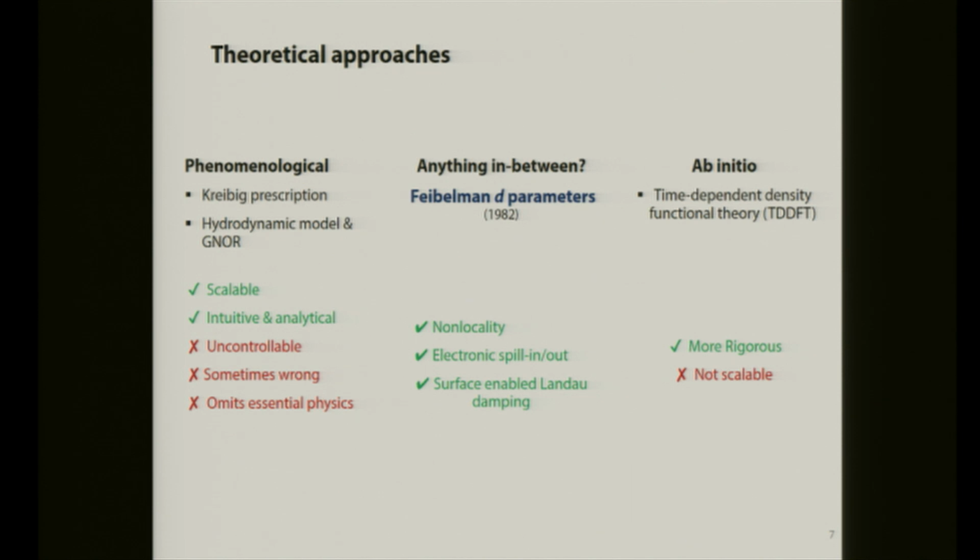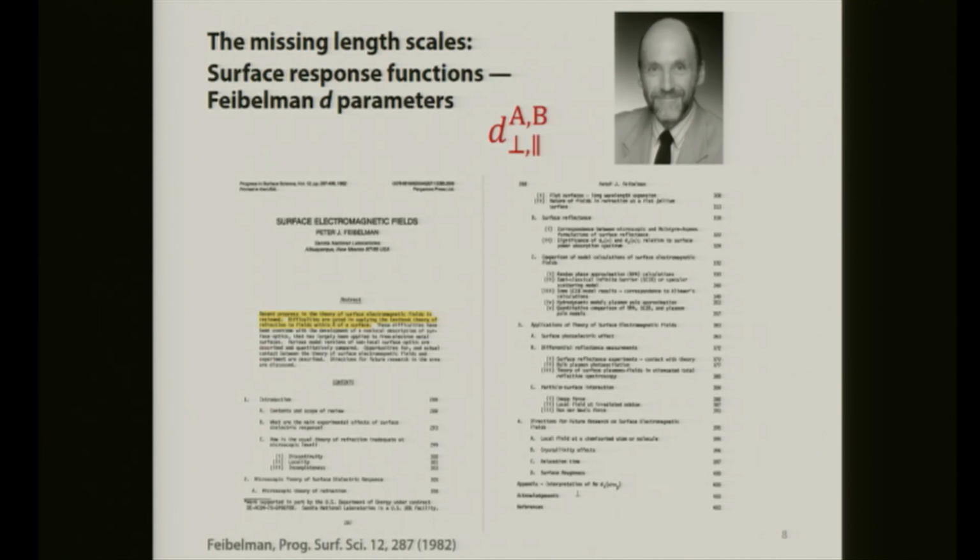When you say non-classical correction, you mean it's interacting quantum mechanically with the electron gas in the materials? Yeah, what I mean is listed here. They deal with the non-local response of the materials, the spill-in and spill-out of the induced polarization, as well as surface-enabled Landau damping. And you're going to tell us what a Feibelman d parameter is, because I've never heard of that so far. So, just warning you. Okay. Yeah.